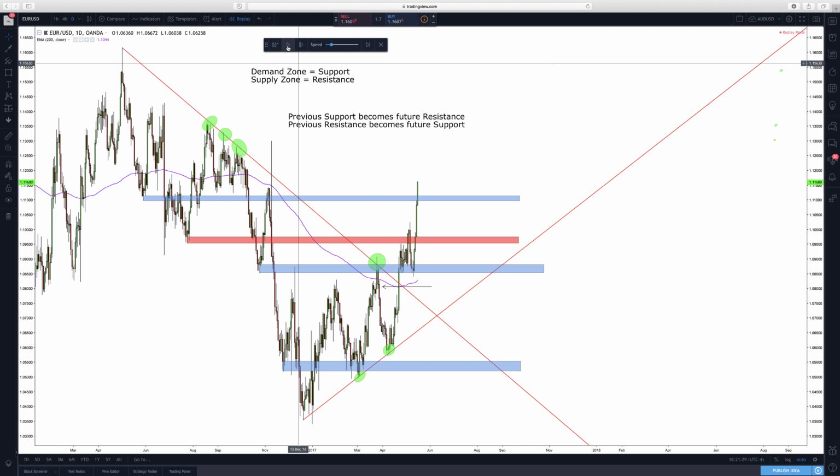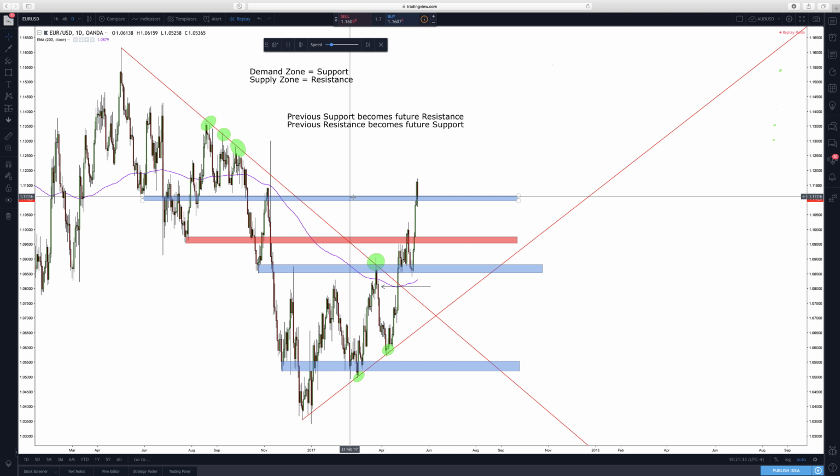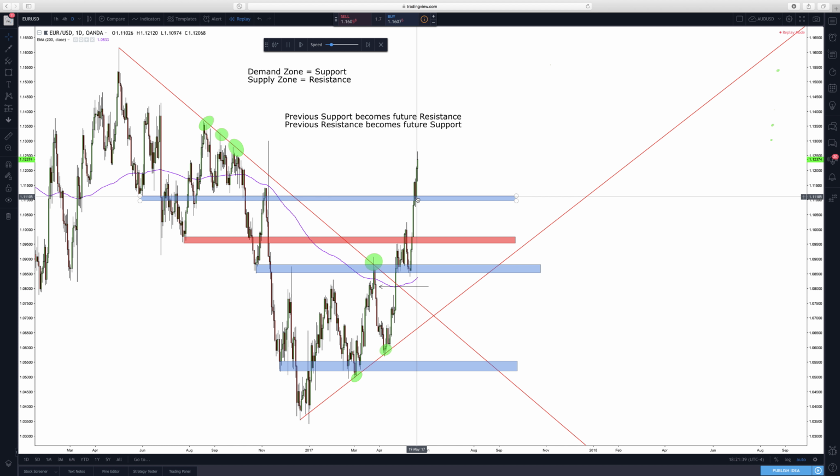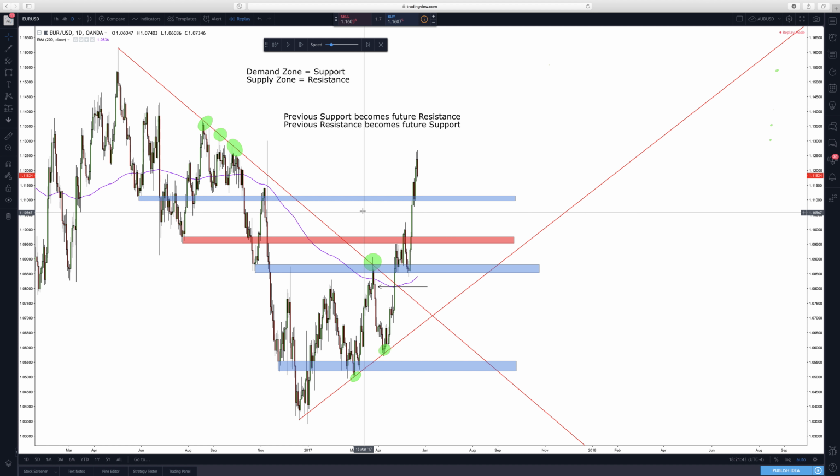Well, let's just keep playing this out. We're going to watch as we go. I just want you guys to be able to see how these zones are being respected in the future as I'm playing this. See, it came up, broke it, retested it, and just went right back up. In this case, I see price doing that.